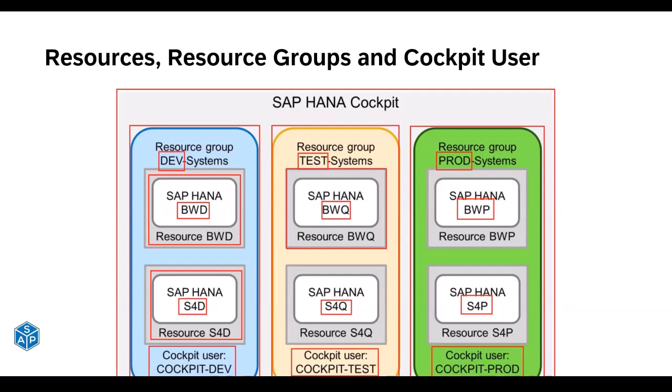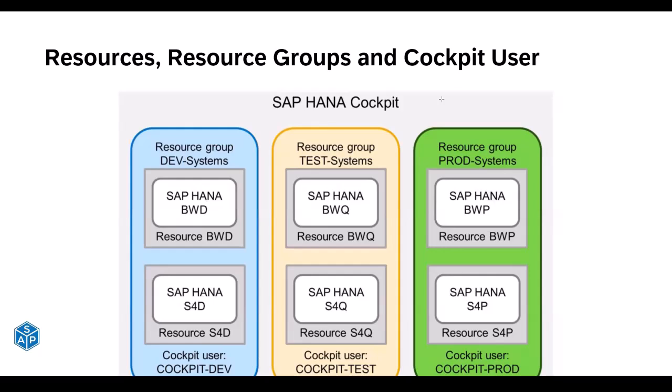If you create one user for all the resource groups, then the user who needs access to the development resource group will also get access to your production resource group. So to create a boundary between different resource groups, you can create different users for each resource group.